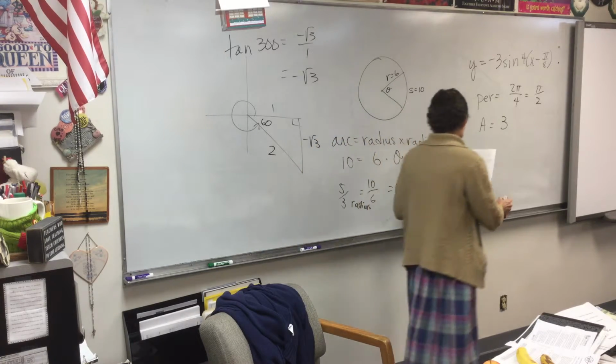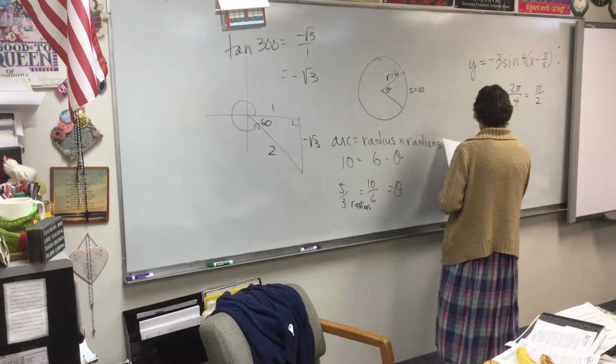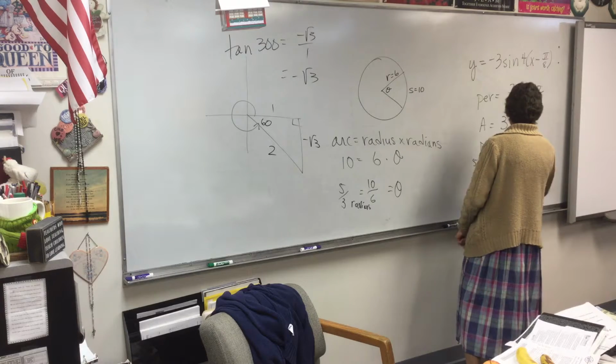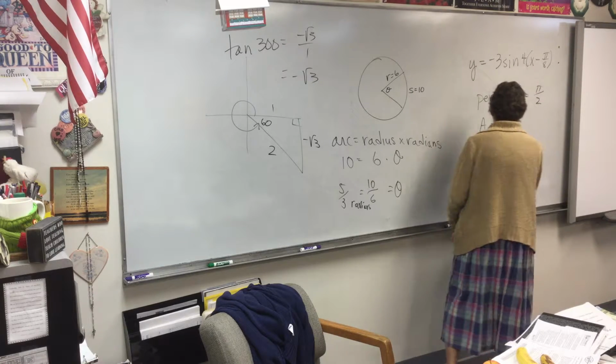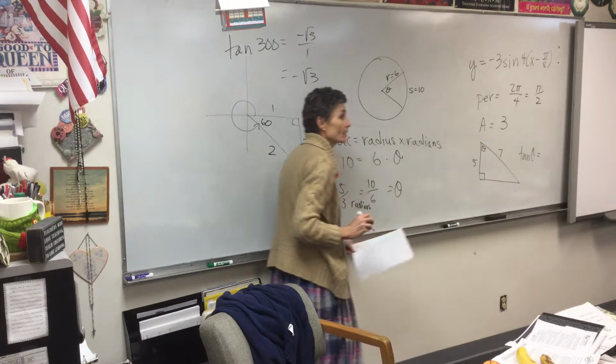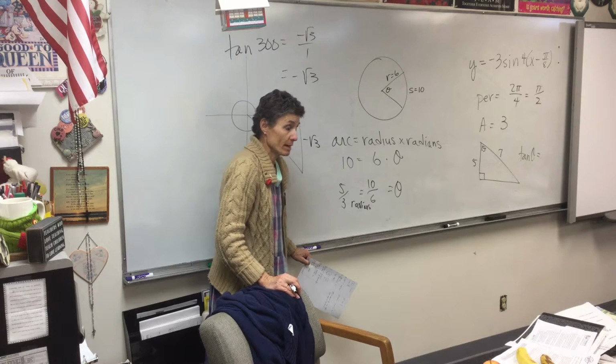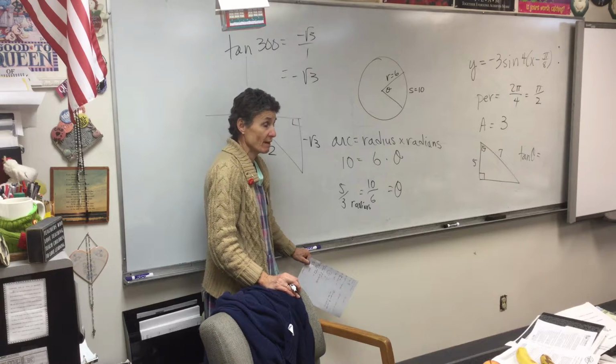All right, now we got another triangle. And it says, what's the tangent of that angle right there? What are we missing here? We're missing the side of the triangle. So can we find that side?